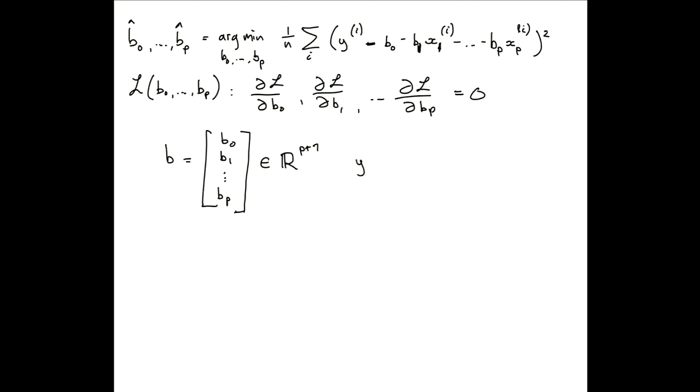B is in that parameter space. Y is in data space. So it's now going to be Y1, Y2, all the way up to Yn. So this is going to be a vector in R what? N. Okay, now we've got n of these y's. Those are the labels, the outputs.